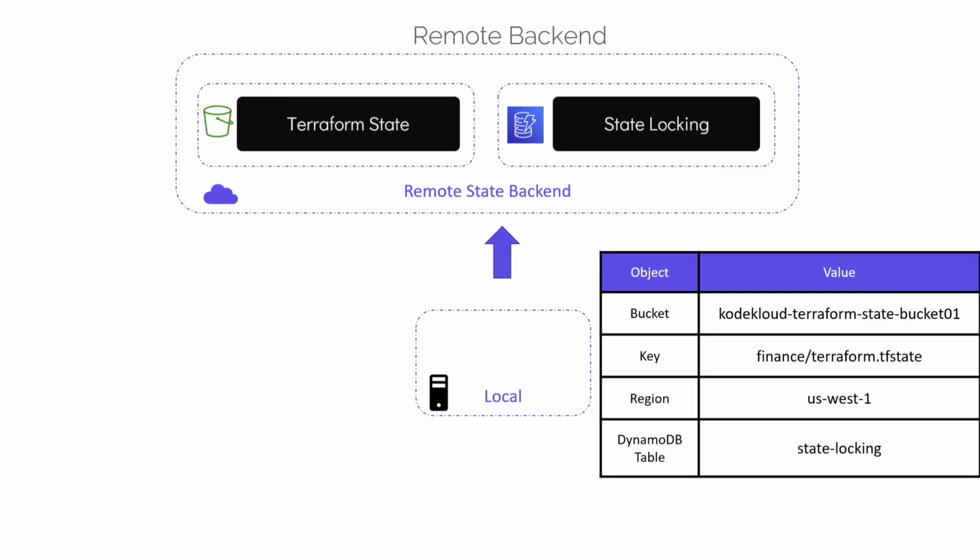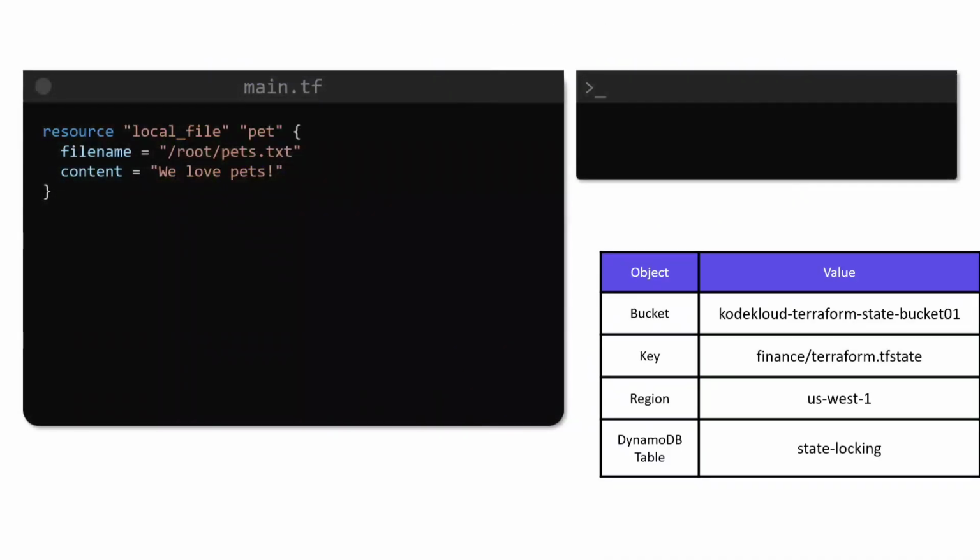After these two services have been created, keep a note of the bucket name, the key to be used, the region, and the name of the DynamoDB table. Now let's go over to our configuration directory. We have a main.tf file that creates a local file resource. When we run terraform apply, the resource is created, and as expected, Terraform creates a local state file called terraform.tfstate.